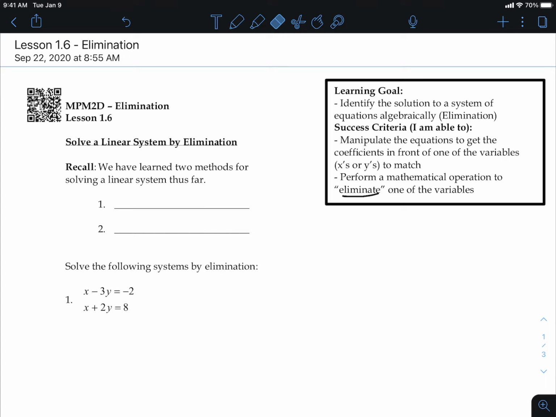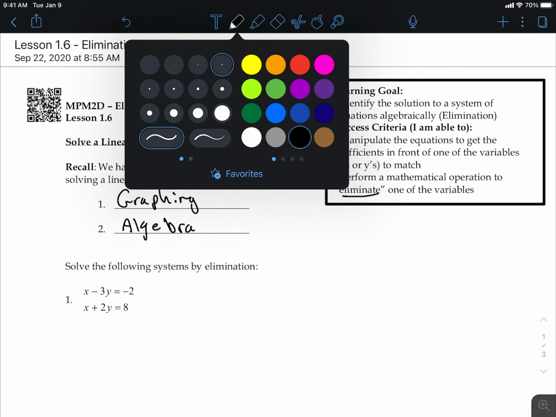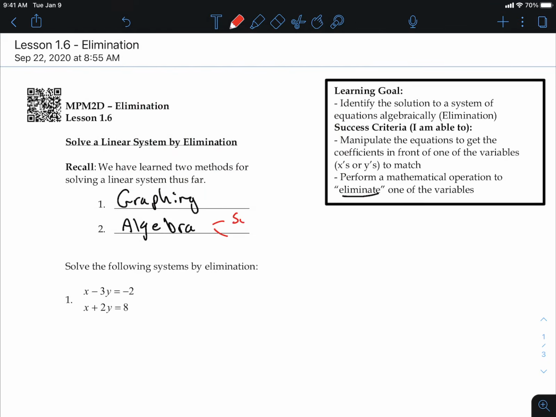One was graphing. The second one was algebra, or algebraic. Oh, it's not substitution. Just one sec. Algebra. Now, algebra got broken into substitution and elimination.